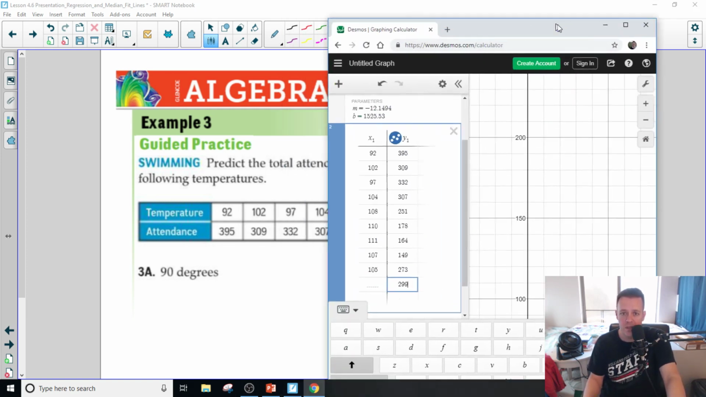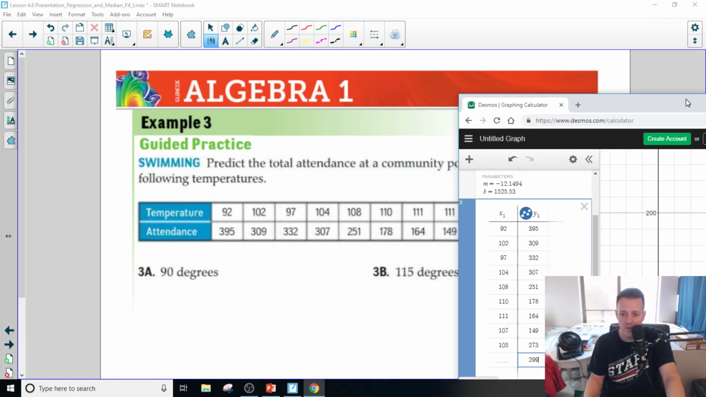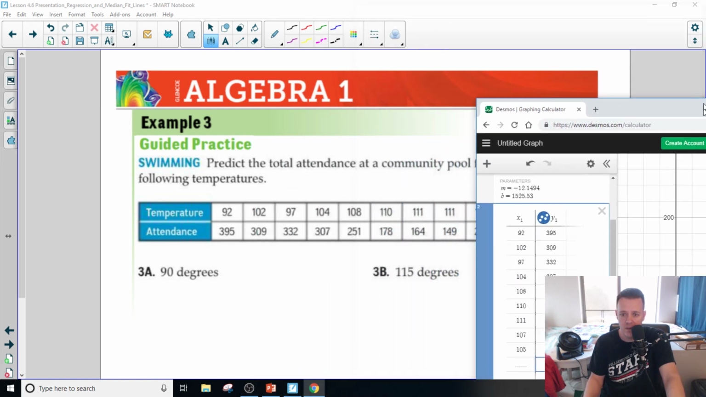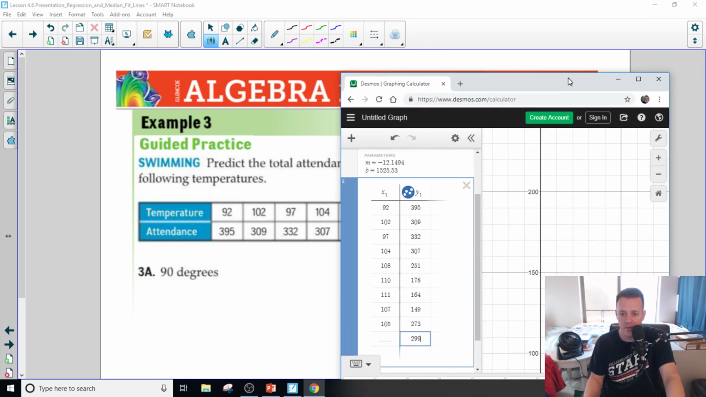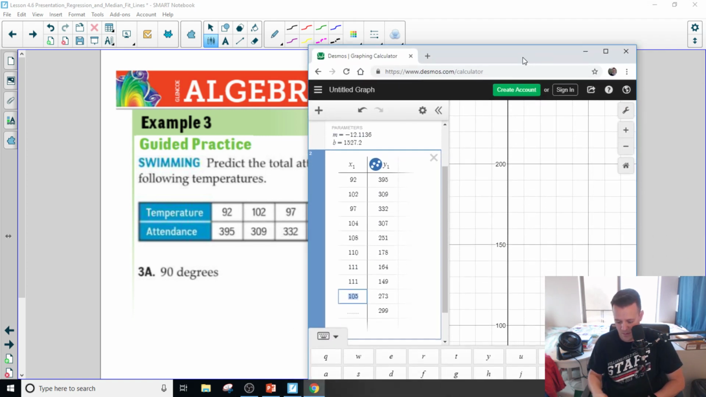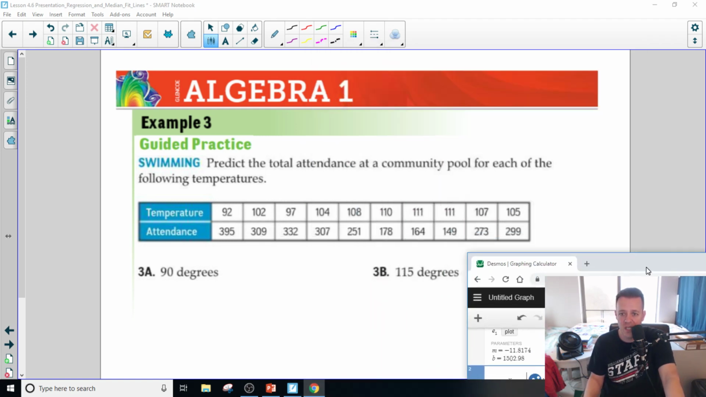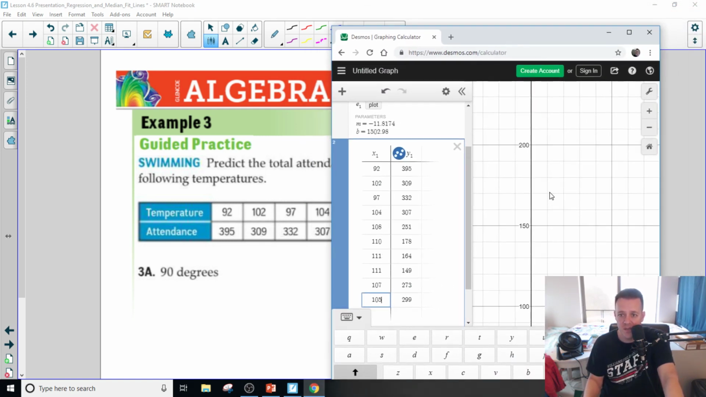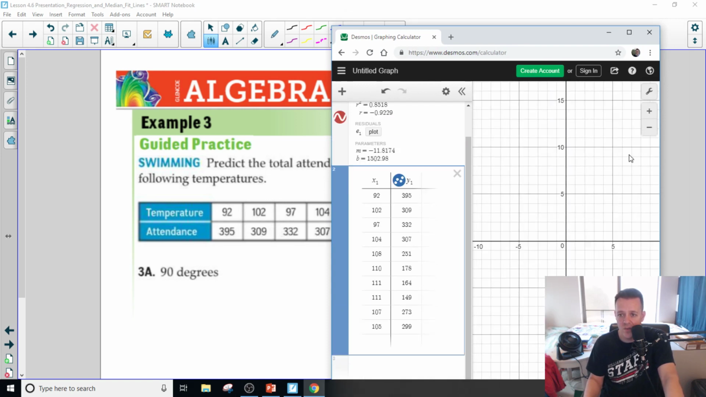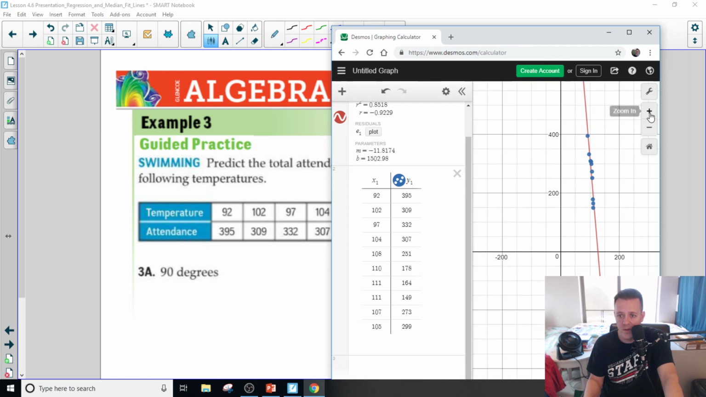Oh, I made a mistake. Oh, there's two 111s. Alright, sweet. I even caught my own mistake. Make sure you guys don't mess up like I did. Alright, so let's go home, and then let me zoom out on this bad boy and see where these points are, and there they all are.